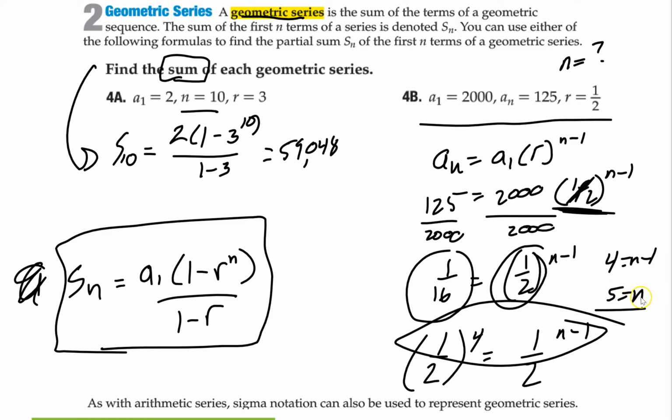That's not the question though. The question is to find the sum. So now I've got to go back and still find the sum. I still use this formula. So I went through all the work to figure out n is 5. I still have to do this, and a1 would be 2000 times (1 minus 1/2 to the 5th power), all over 1 minus 1/2. Put that into a calculator and get an answer.